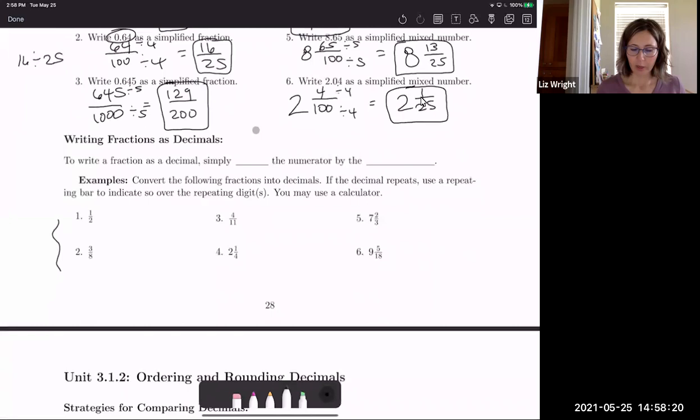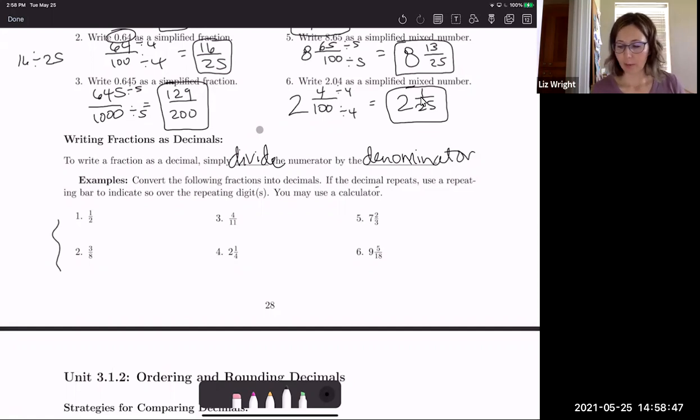Then we are going to be working on writing fractions as decimals. To write a fraction as a decimal, we are simply dividing. So simply divide the numerator by the denominator. So this is just a calculator exercise. So this one, get out your calculator. We're going to convert the following fractions into decimals.